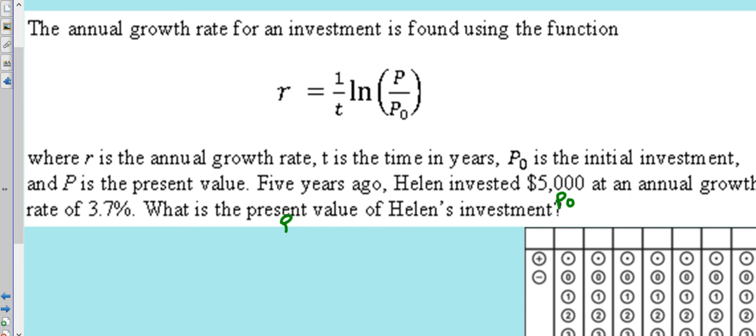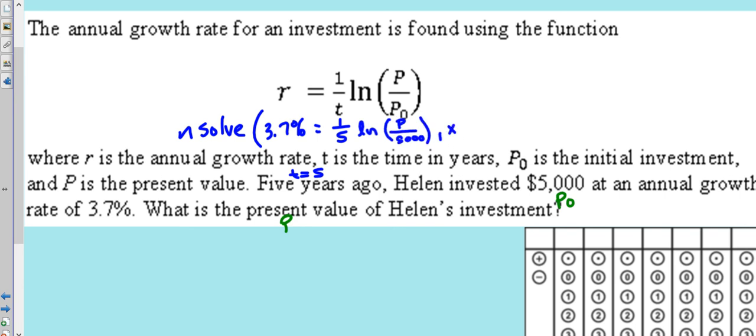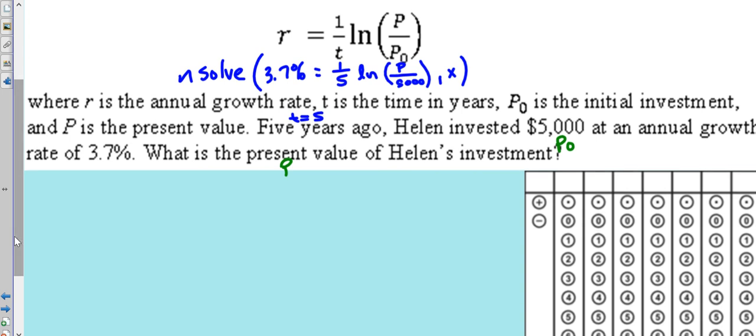To get this correctly, the easiest way would be to use the solver. Basically, anytime you have the formula given to you and some values, just use the solver, it's the easiest way. We know the rate is 3.7%, and we have 1 over a time of 5. 5 years ago means t equals 5 there. And then we have the natural log of P, which we don't know, divided by 5,000. You could type it in just like that, press solve, and see what the calculator gives you. If you're going to do it by hand, here's what you would do.